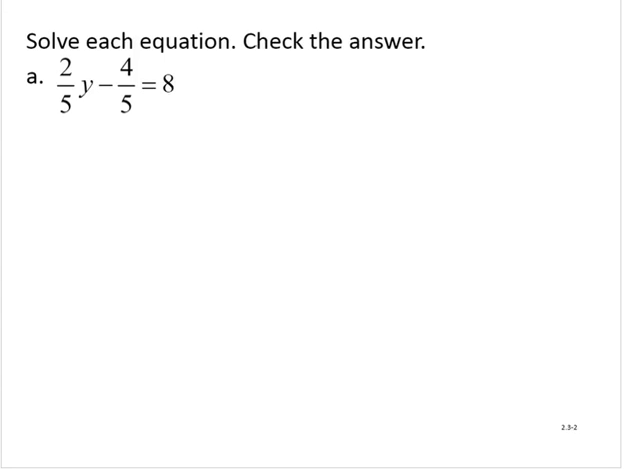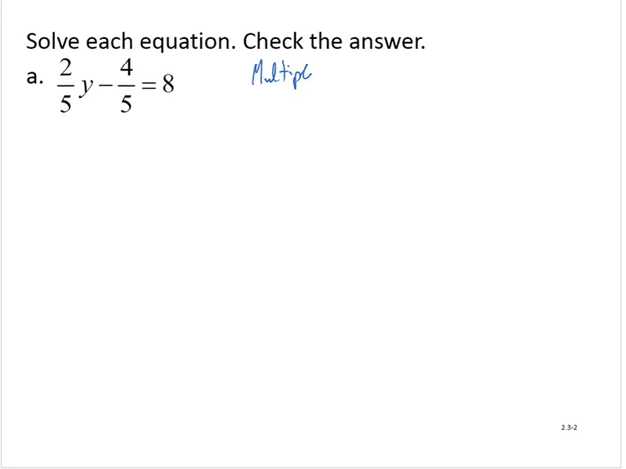Solve each equation, check the answer. 2/5 y minus 4/5 equals 8. One technique that we have when solving equations that involve fractional coefficients is to multiply through the entire equation by the LCD. So I'm going to show that technique.